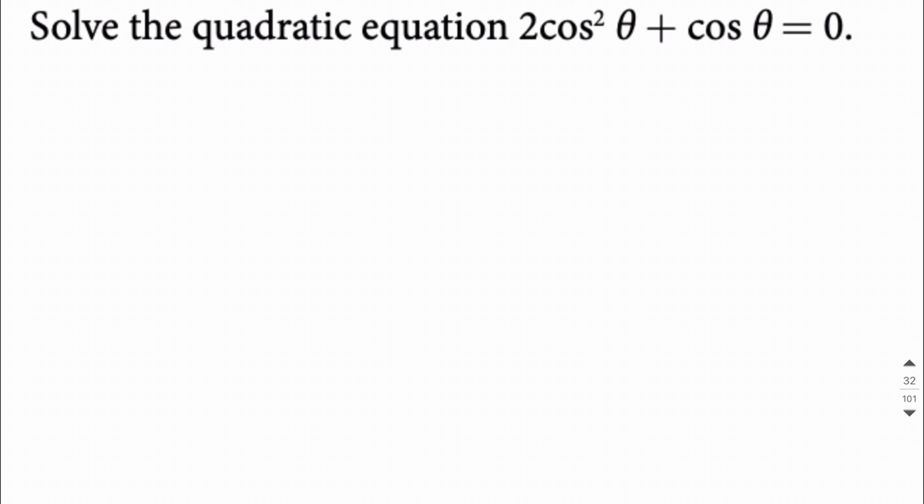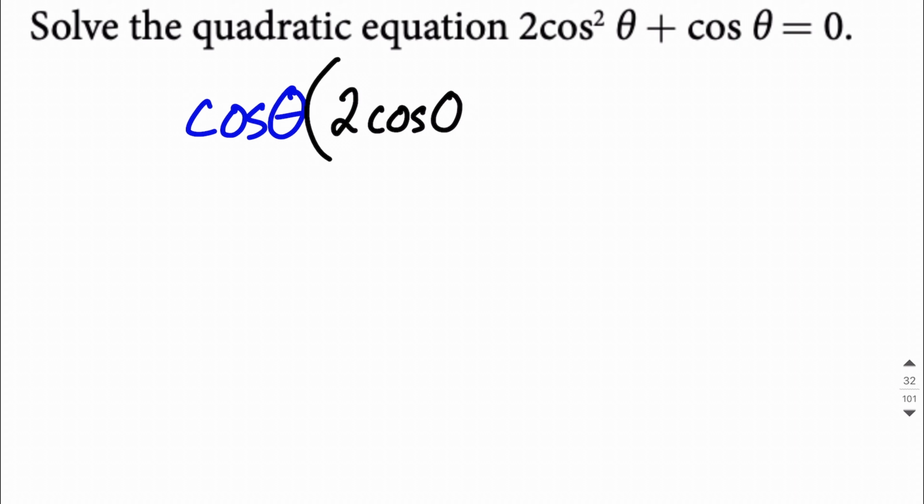So in looking at those two terms, they both happen to have a cosine of theta. So what I'm going to suggest is go ahead and factor out that common factor and think to yourself, all right, cosine of theta multiplied by 2 cosine of theta would give us that first term. And then we're going to need cosine of theta multiplied by 1 to give us that second term.